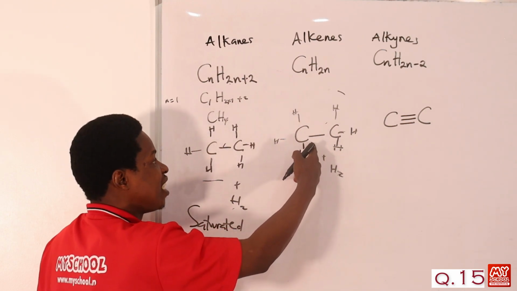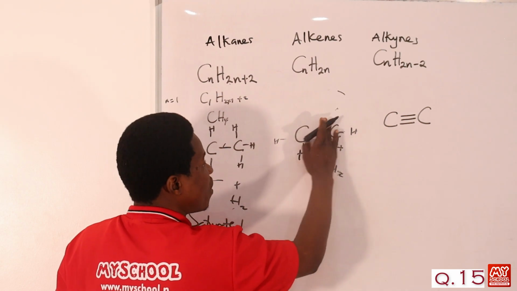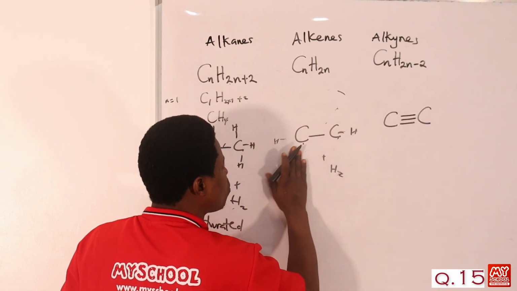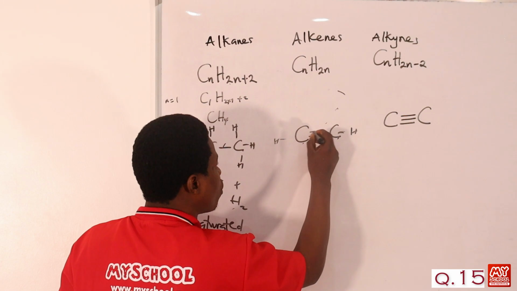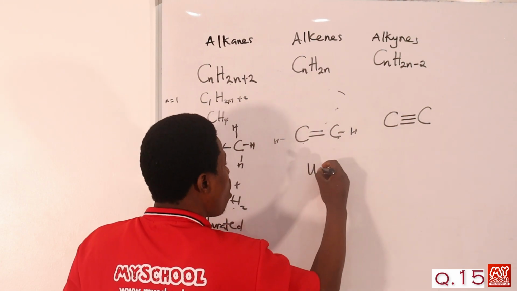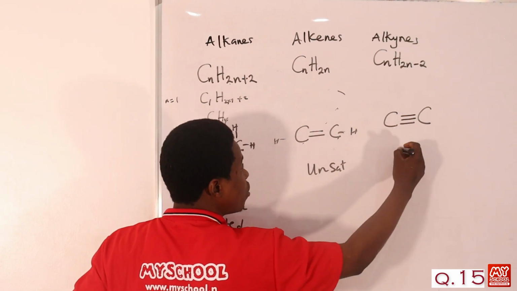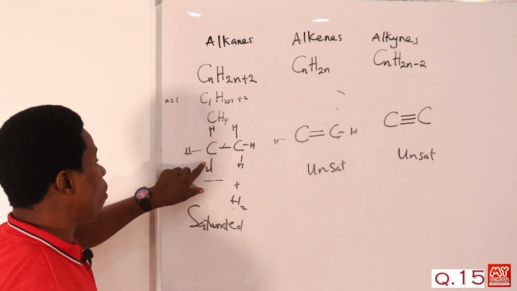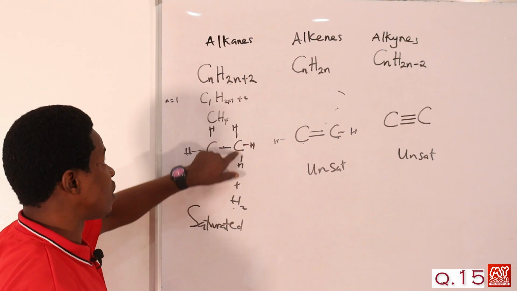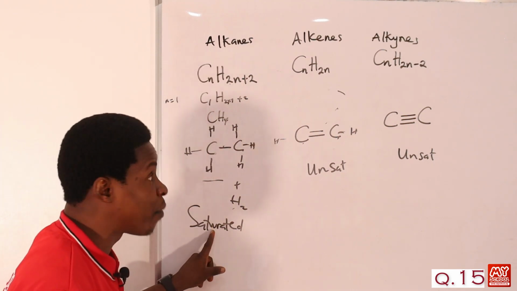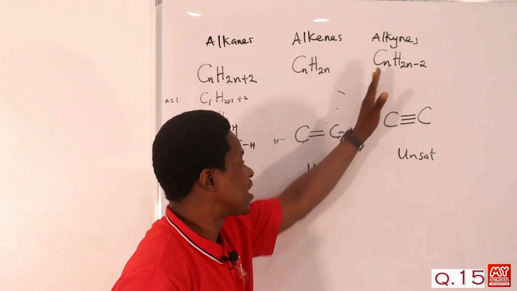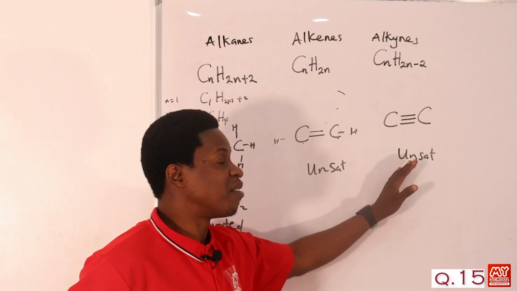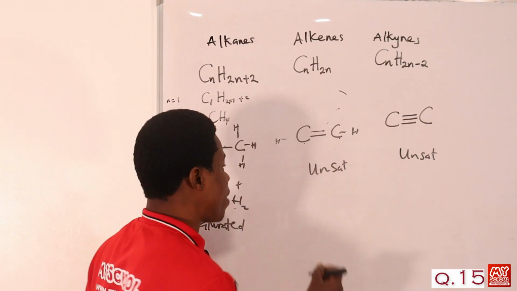The same thing happens to the triple bond. That's why we refer to carbon double bond and carbon triple bond compounds as unsaturated hydrocarbons. In other words, the alkanes, with carbon single bonds, are saturated hydrocarbons, while alkenes and alkynes are unsaturated hydrocarbons.